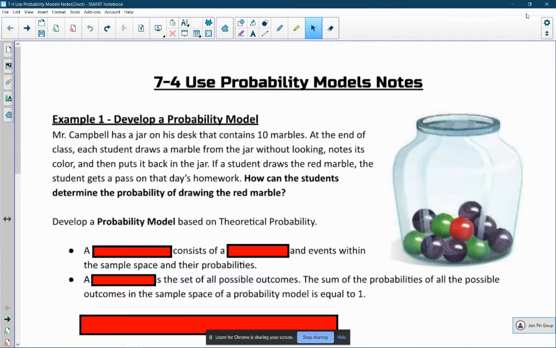Okay, these are the 7-4 notes using probability models. Okay, so example 1, we're going to develop a probability model. More on those here in a bit.